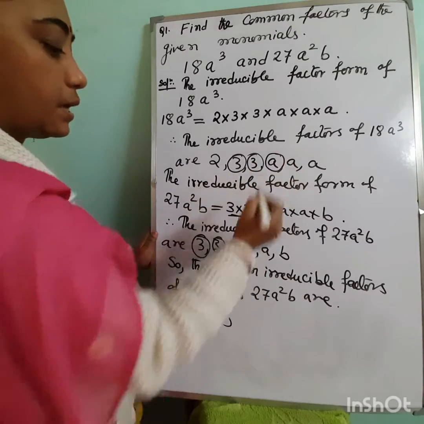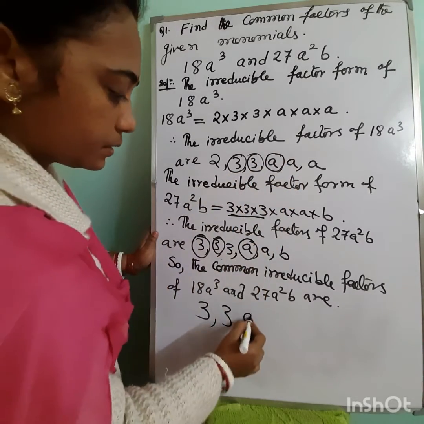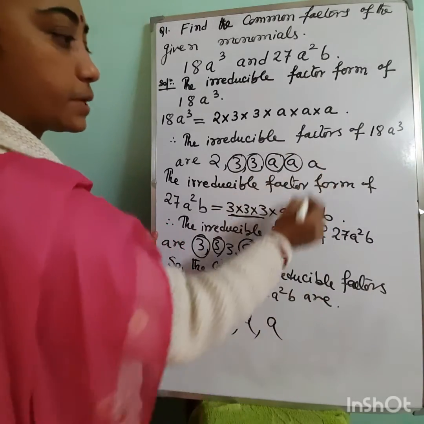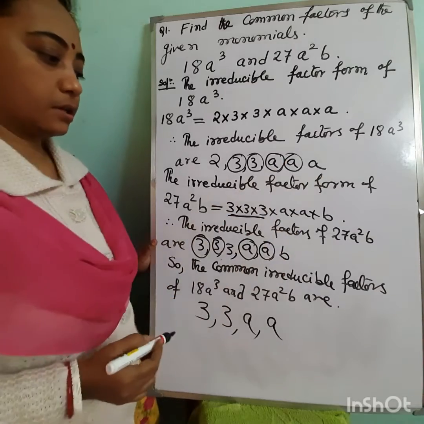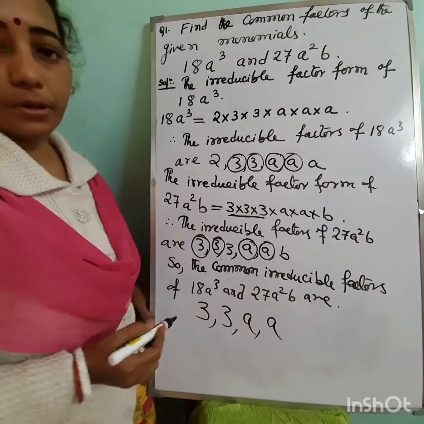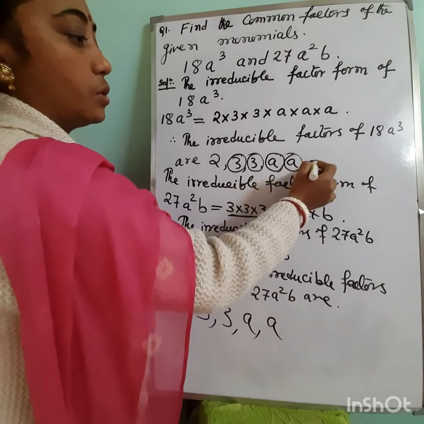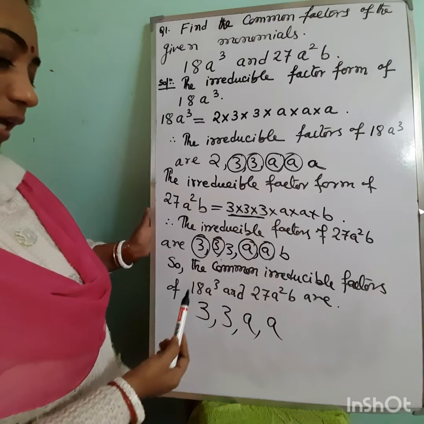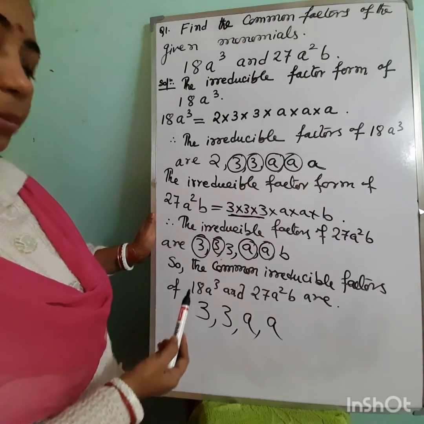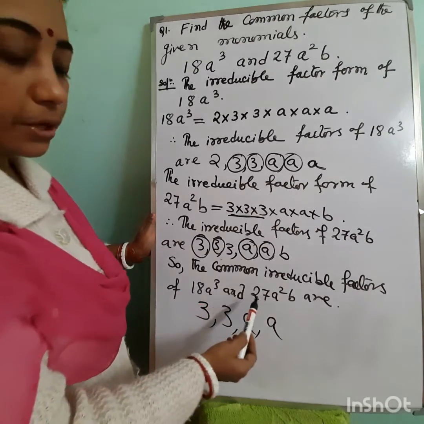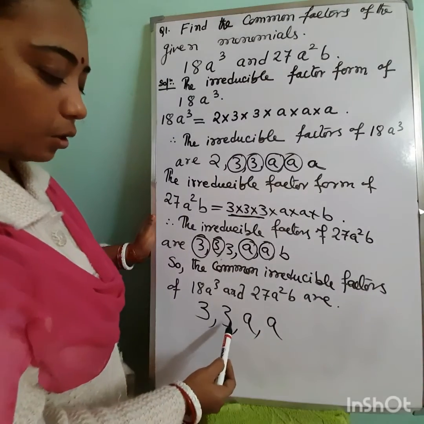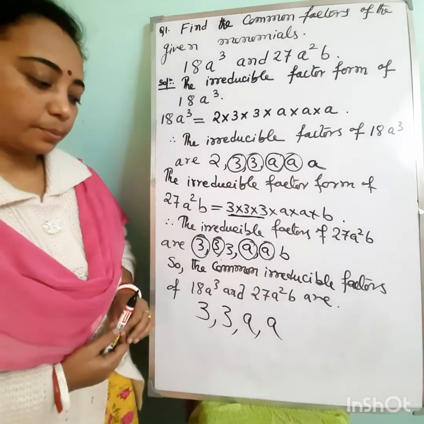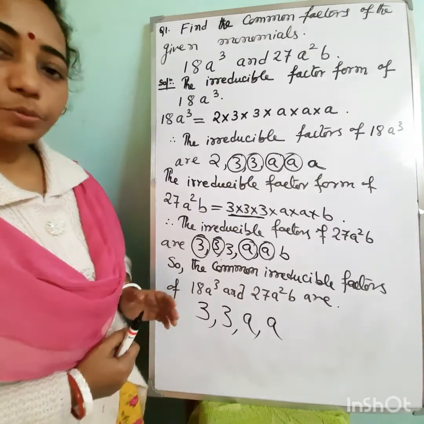Now we come to the a. Here a is present, and another a is present, so we will take another a. But there is no b present in the first expression, so we will not take any other variable. So in this way, we can see that the common irreducible factors of 18a cube and 27a square b are 3, 3, a, a. These are the common irreducible factors of these two monomials.